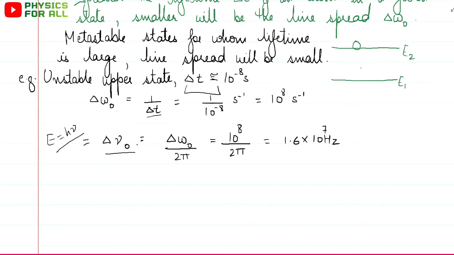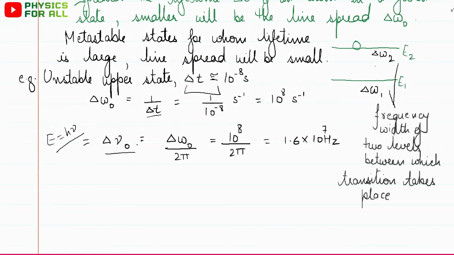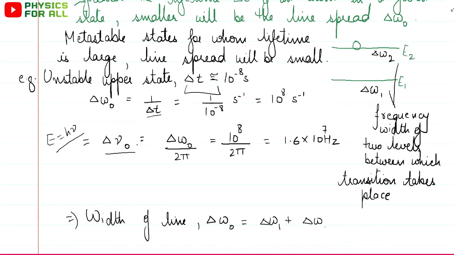So if delta omega 1 and delta omega 2 are the frequency widths of two levels between which the transition takes place, suppose this is delta omega 1 and this is delta omega 2. Now the transition is taking place between E1 and E2, and let these be the frequency widths of the two levels. Then the width of the line, whatever line spectrum we are getting, which we denote by delta omega naught, would be the sum of the frequency widths of the two levels between which the transition is actually taking place.